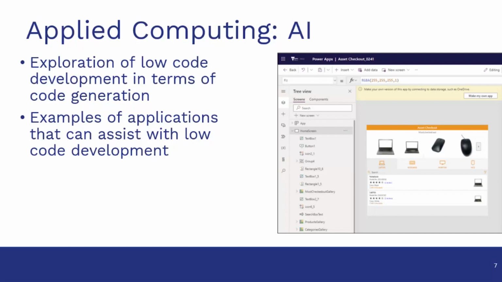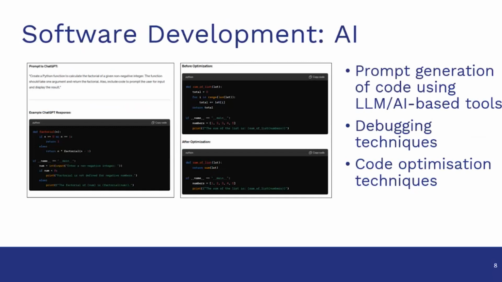In applied computing, it's a bit of a taster. We explore low code development in terms of code generation, and that's the simplistic elements of code that you can generate using the generative AI models. There are examples as well of long-term and new applications that can assist with low-code development, such as Power Apps by Microsoft, but also looking at some of the newer forms of code generation tools, such as Copilot. In software development, it's a bit of a deeper dive.